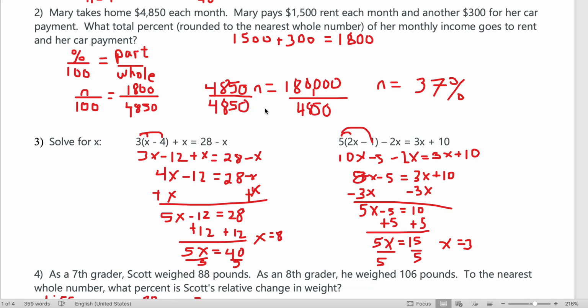and I get 180,000 divided by 4850, and that's 37%. Now you'll notice I did this slightly different than I did on pretest 3A. The reason is because I want to show you both ways, and you can use whichever one makes the most sense for you. Some students really like to cross multiply, which is what I did. 4850 times n equals 1800 times 100. And then I divide by the 4850 and have my answer. In the other one, we just converted to a decimal and moved the decimal 2 places to the right.